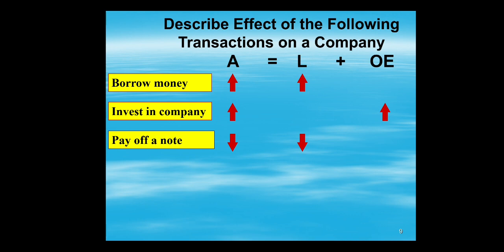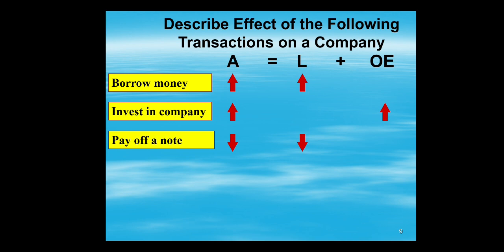So the second effect of that transaction is that liability will increase, or debt will increase. The name of the liability is bank loan. The amount is $100,000. And then there is no effect on owner's equity. The owner does not put anything into the business, and the owner also does not take anything from the business.